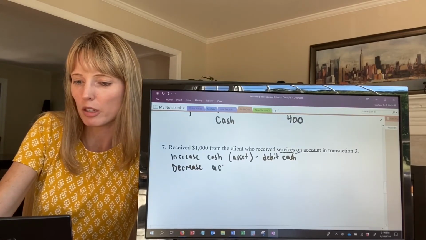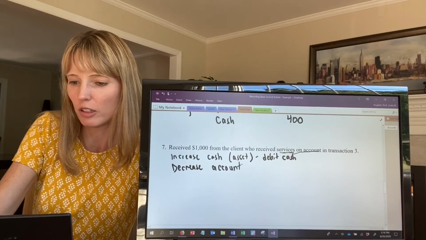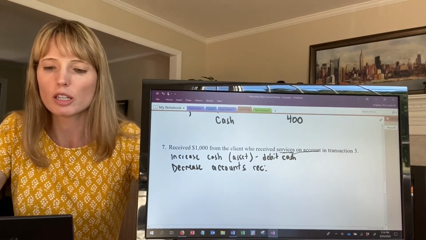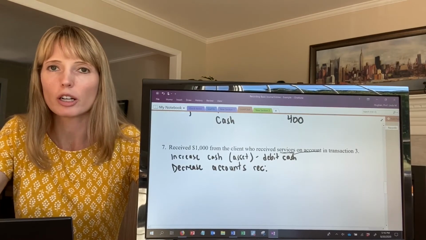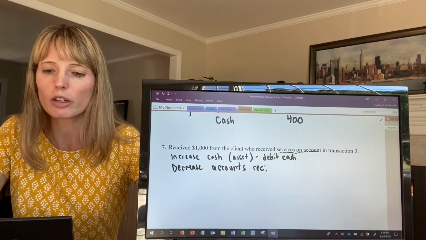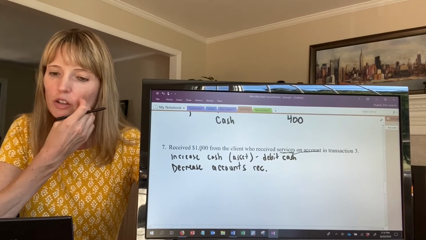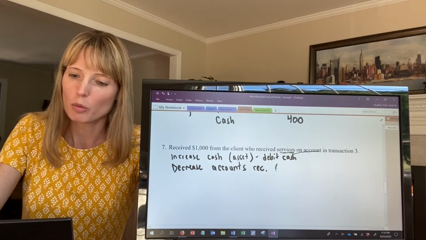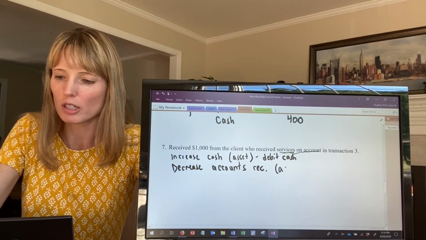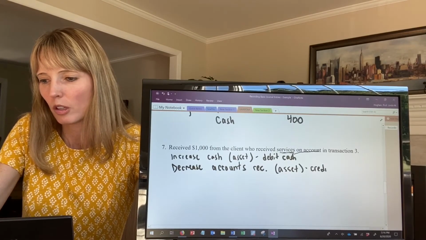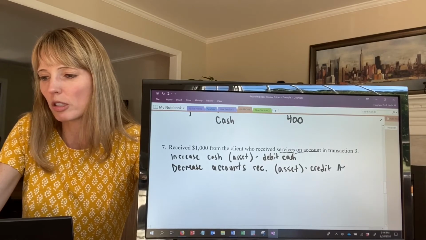Now, because the customer didn't pay us back in full, we still have an accounts receivable balance of 500, right? We recorded that they owed us 1,500. We just received 1,000. So we still have the right to collect 500 from the customer. So we decrease accounts receivable, which is an asset. And how do we decrease an asset? We're going to credit accounts receivable.